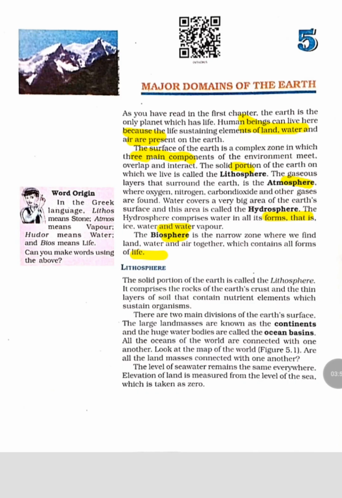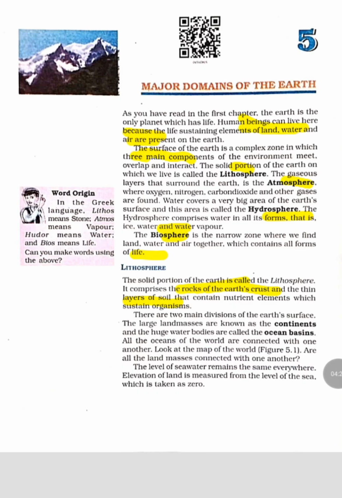Lithosphere: the solid portion of the Earth is called the lithosphere. It comprises the rocks of the Earth's crust, and it is also called the rockosphere, along with the thin layer of soil that contains nutrients which sustain organisms. This solid part consists of rocks, and rocks are further broken down into soil. We know that soil is made of rocks. Weathering processes convert rocks into soil, but it is still the solid part.